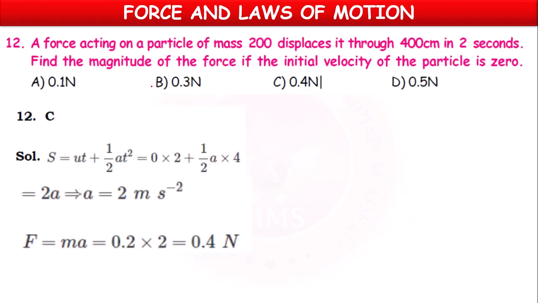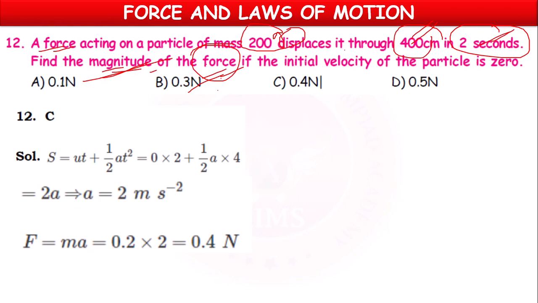Next, the 12th question. A force acting on a particle of mass 200 grams displaces it through 400 centimeter in 2 seconds. A force is acting on a particle which has a mass of 200 grams and displaces it through 400 centimeter in how much time? 2 seconds. Now find the magnitude of force.